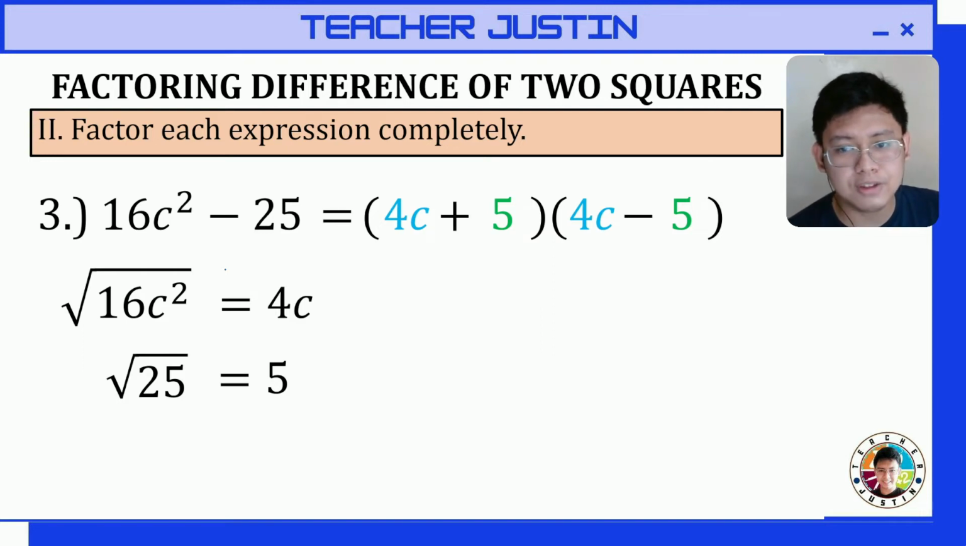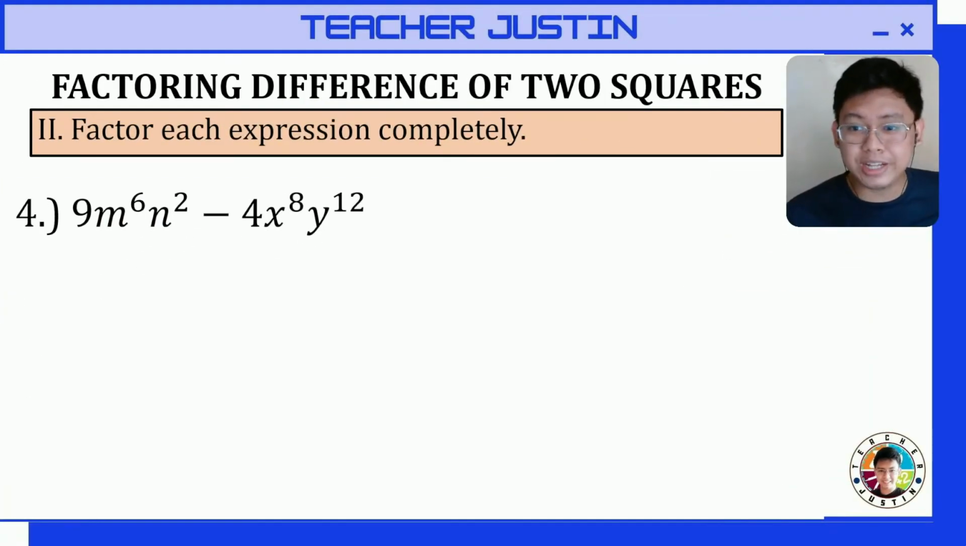And we will have the factor of 16c squared minus 25, which will be equal to the quantity 4c plus 5 times the quantity 4c minus 5. And that's it. Ta-da! Alright. Okay, let's proceed to our fourth item.